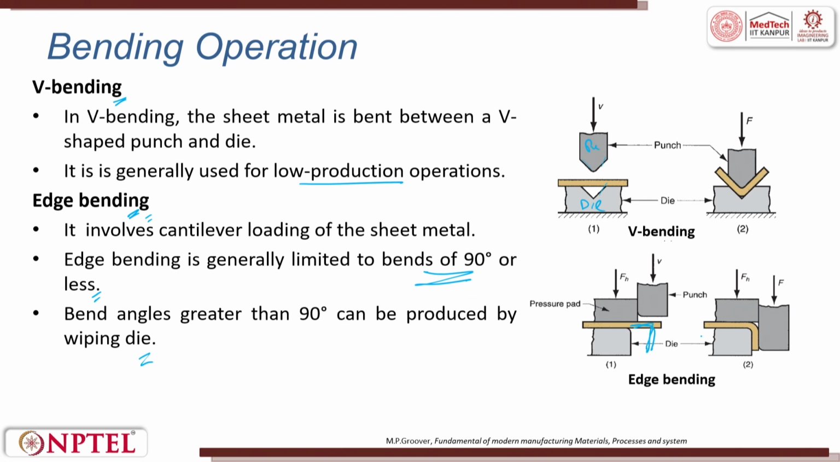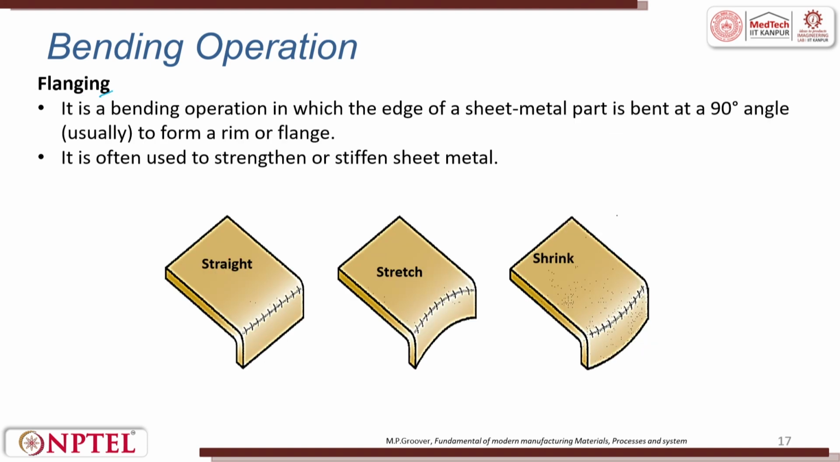There has to be a change in the die. So, flanging is a bending operation in which the edge of a sheet metal part is bent at a 90 degree angle to form a rim or a flange. This is a straight bending, this is stretch bending and this is shrink bending. So, stretch bending is along like this, shrink bending is along in this direction.